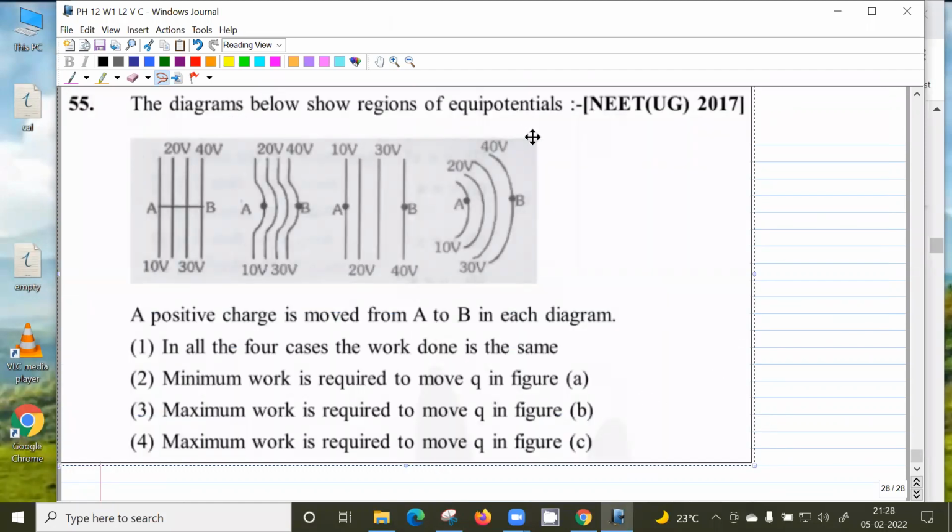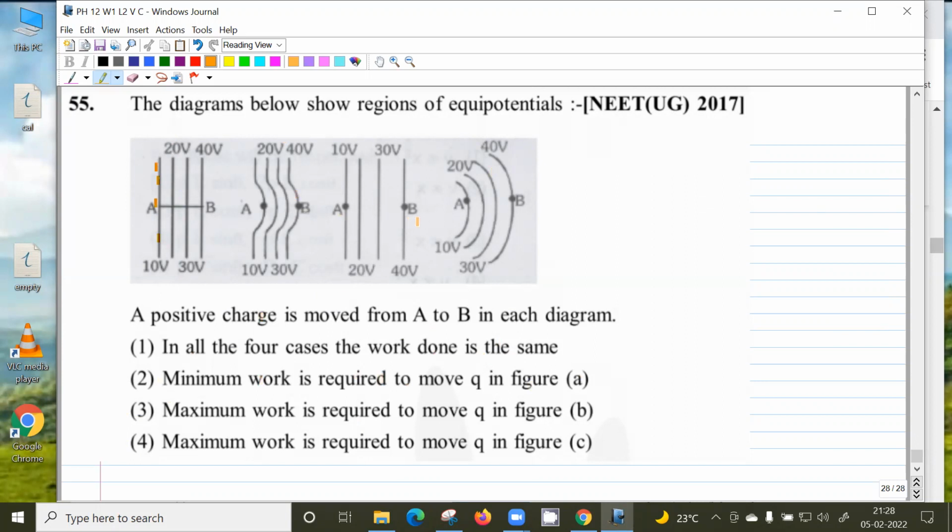In the diagram shown below, you know what an equipotential surface is, no? Ten means all these points on the surface are 10 volts. This is 30, so obviously this should be 20 because the spacing looks equal. And this is 10. A positive charge moves from A to B in each diagram. A is here, B is here. In all 4 cases, the work done is the same.